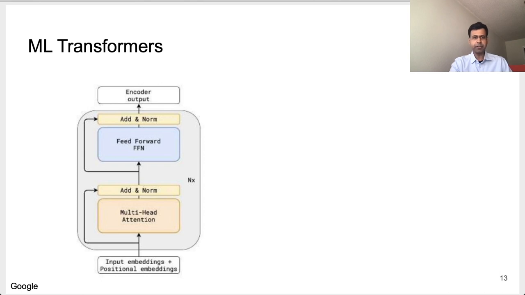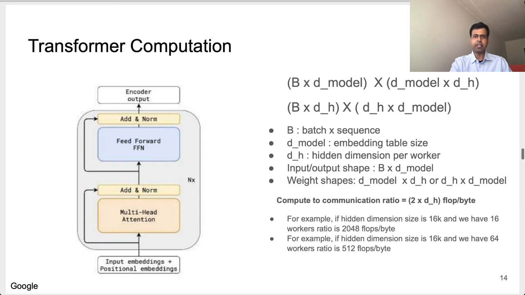A brief introduction to ML transformers. This is a picture of a transformer encoder. The inputs and embeddings feed into a multi-head attention layer, which is followed by a feed-forward layer. Just a summary of the math behind the transformer computation. The batch times embeddings is multiplied by a hidden layer, and then a hidden layer that is transposed in shape. And after these two matrix multiplication operations, the batch times model matrix input results in a batch times model matrix output. The key takeaway here is the compute to communication ratio, which is the compute intensity, is 2 times DH flops per byte, where DH is the hidden dimension per worker.